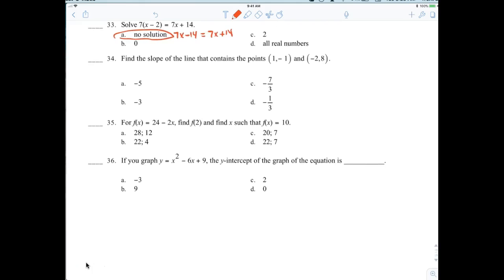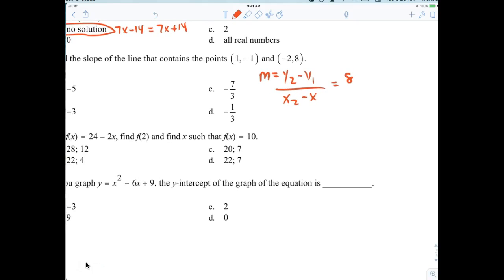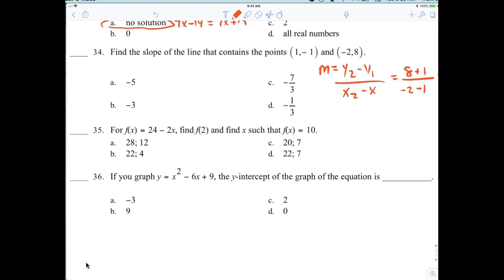A very good one, 100% of the time they're going to ask you about the slope. So the slope formula, m, is y2 minus y1 over x2 minus x1. And so when we do that, it's going to be 8 plus 1 over negative 2 minus 1. 9 over negative 3, so it would be negative 3.